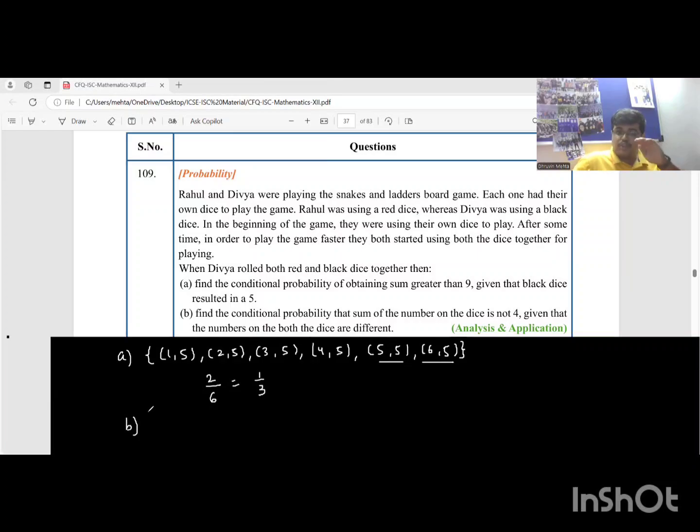When we say numbers are different, students, do you understand it's everything other than 1, 1, 2, 2, 3, 3, 4, 4, 5, 5, 6, 6. If it's everything other than that, we are talking about 30 outcomes. Total is 30. Out of those 30 outcomes, you want those outcomes where sum is not 4.